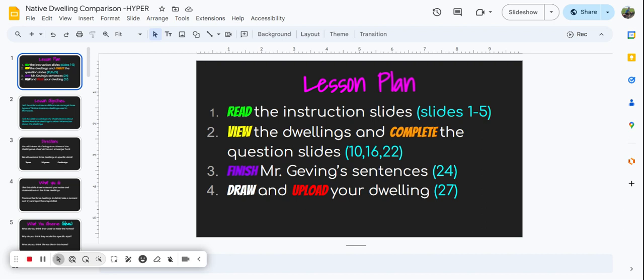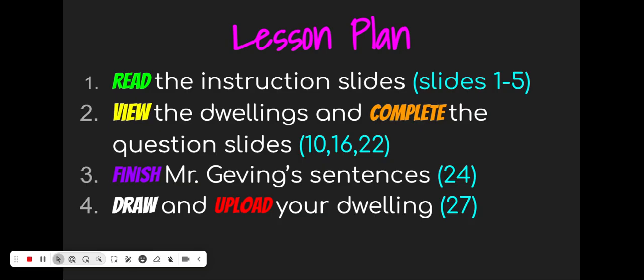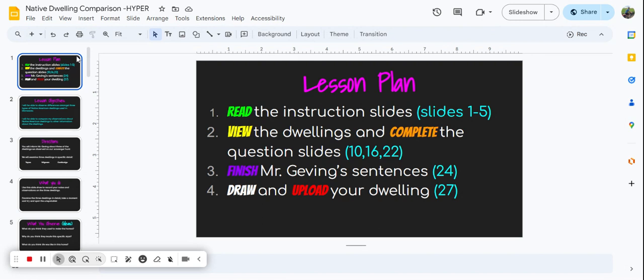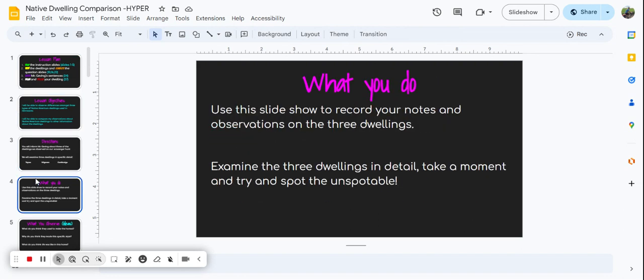I'm going to walk you through the native dwelling comparison assignment. The way to do this assignment is to always refer to this slide. I am on the slide view instead of doing the slideshow. If you ever get stuck, I'm not looking at this one. I'm looking here because it tells me to read the instruction slides 1 through 5. Here they are: 1, 2, 3, 4, 5.